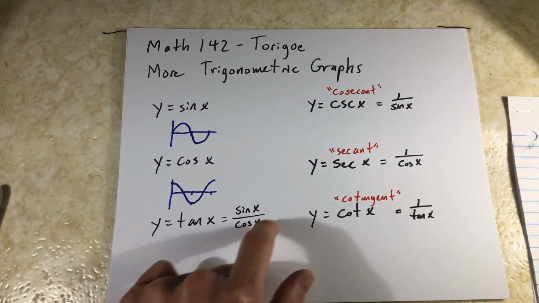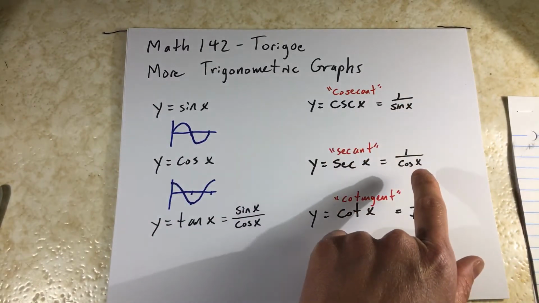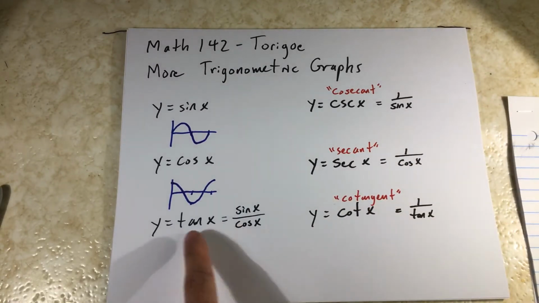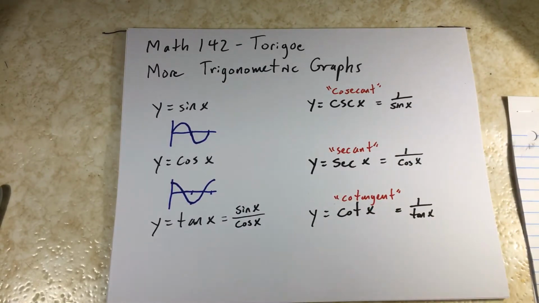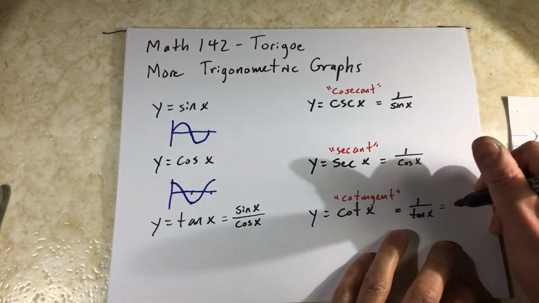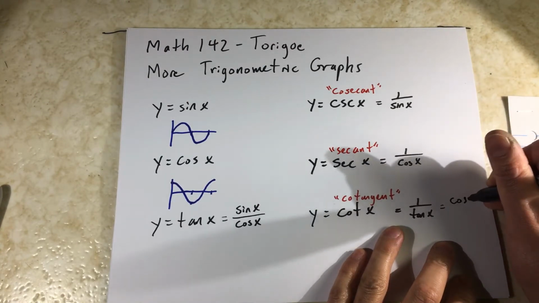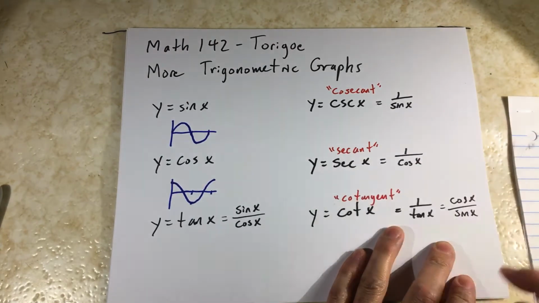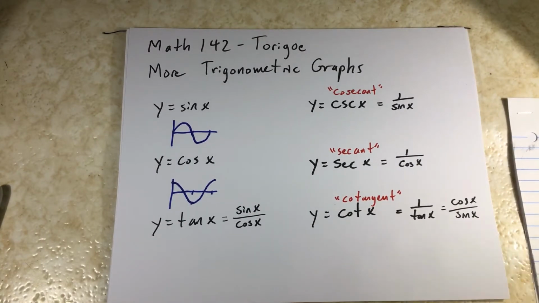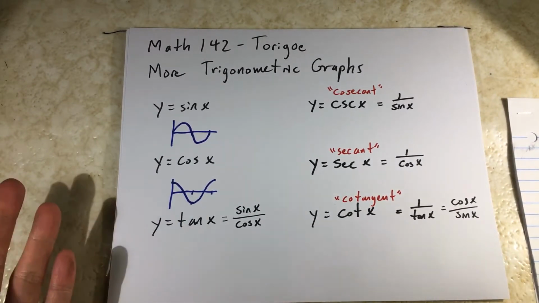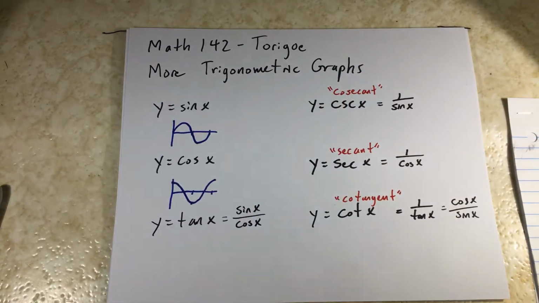So basically our graphical strategy is to look at sine and cosine and then look at these relationships. So for tangent, sine x over cosine; cosecant, 1 over sine; secant, 1 over cosine; and then once we have tangent, we can look at 1 over tan. And this is also equal to cosine x over sine x. So actually we're going to look at this form. But that's what we're going to do today, look at these graphs.